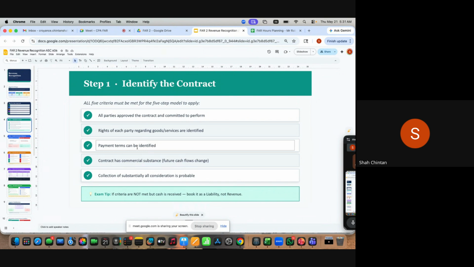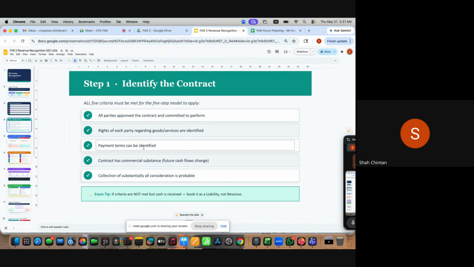Now, why is this important? We have seen in the last session that if the payment terms are beyond 12 months, then we assume there is a significant financing component involved. And when there is a significant financing component involved, we break our contract value into two parts: how much will go towards revenue and how much will go towards the interest income.